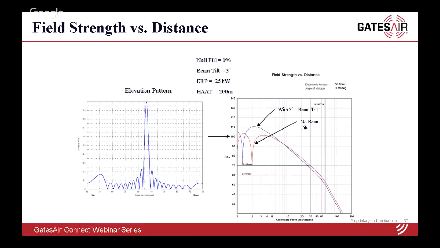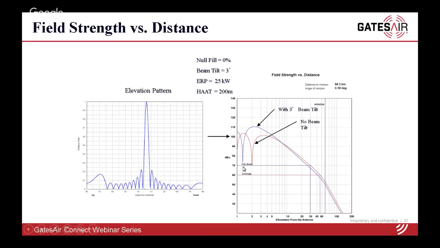So as we look at what happens when we use beam tilt, same elevation pattern. The only difference is we don't have any null fill. We just move the beam around. We basically lowered the beam so it's actually slightly below the horizon. So what happens is you can see that when we tilted that beam down, we also moved this first null in. We also moved the second null in and so on and so forth. So these got moved back towards the tower.